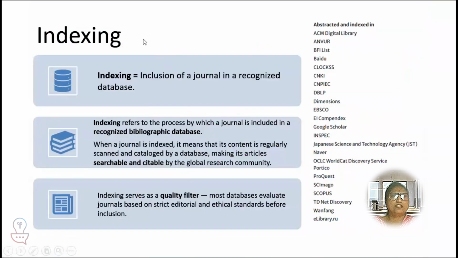Now the next terminology is indexing. What is indexing? Indexing is basically the inclusion of a journal in a recognized database.